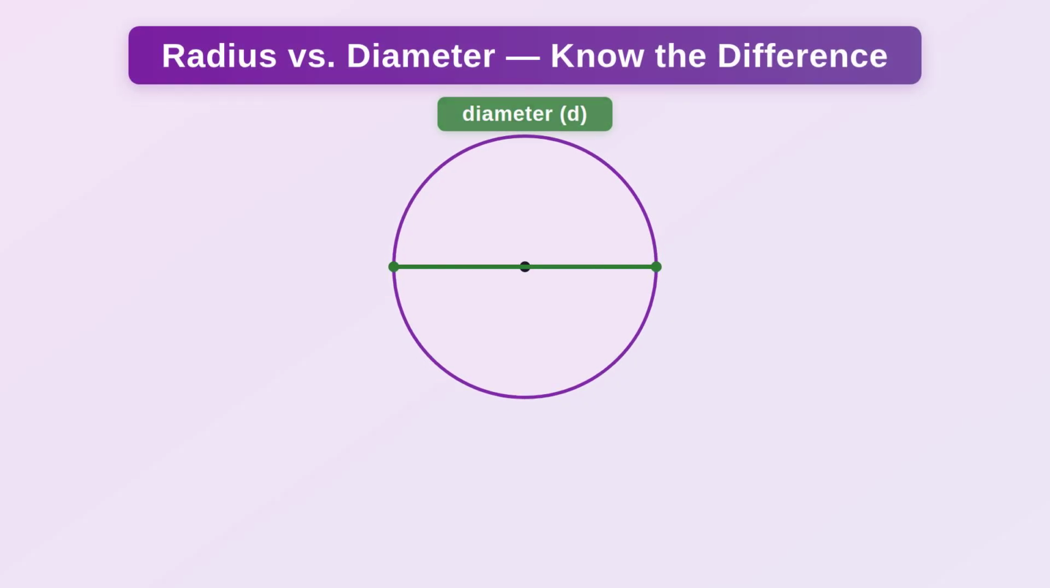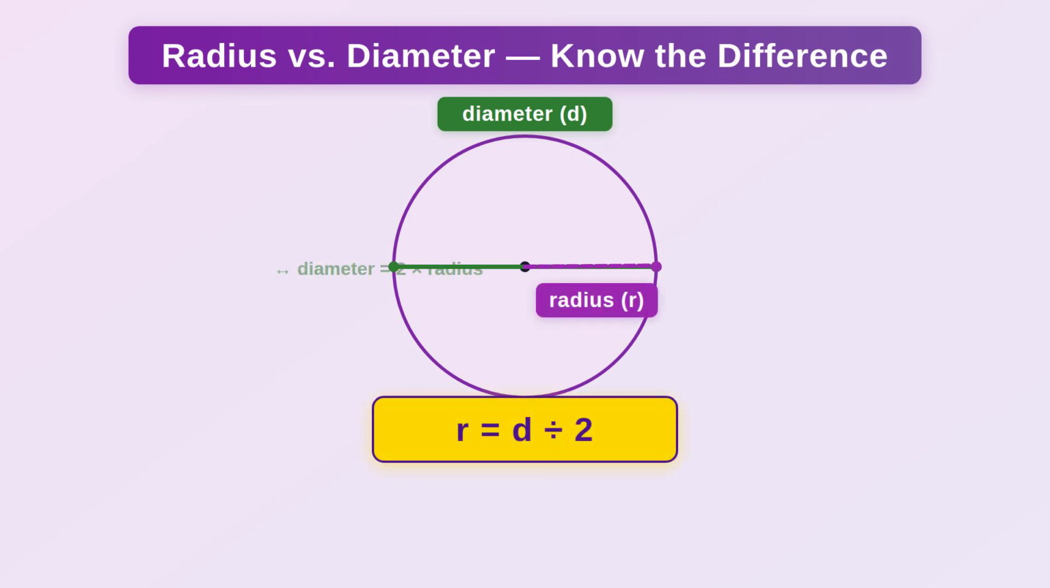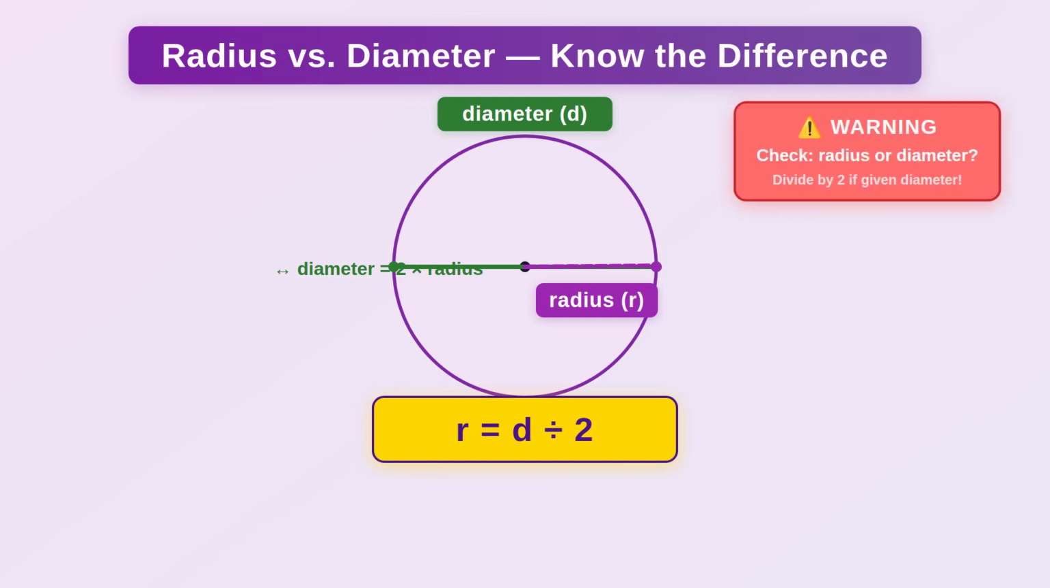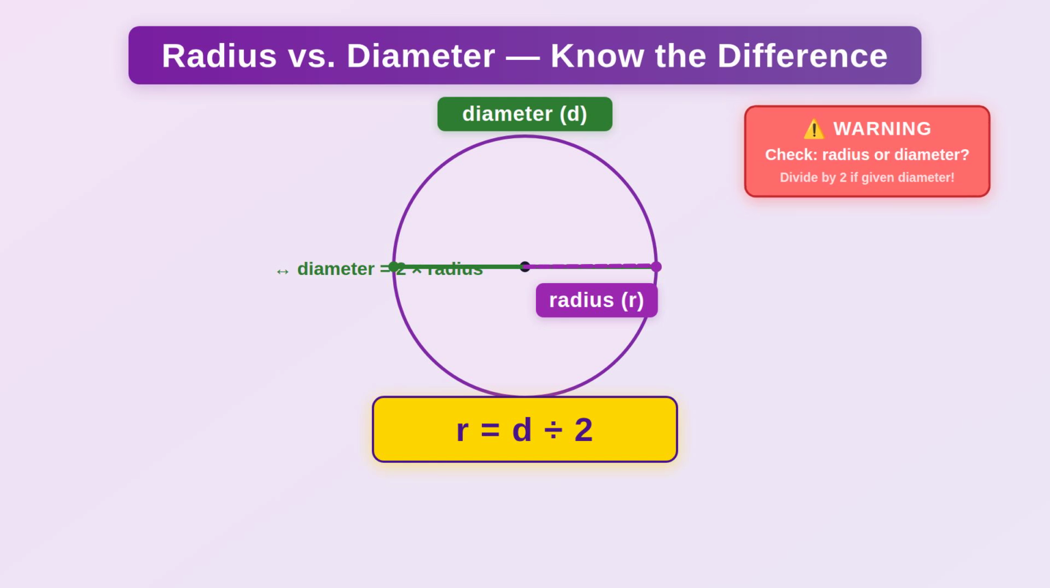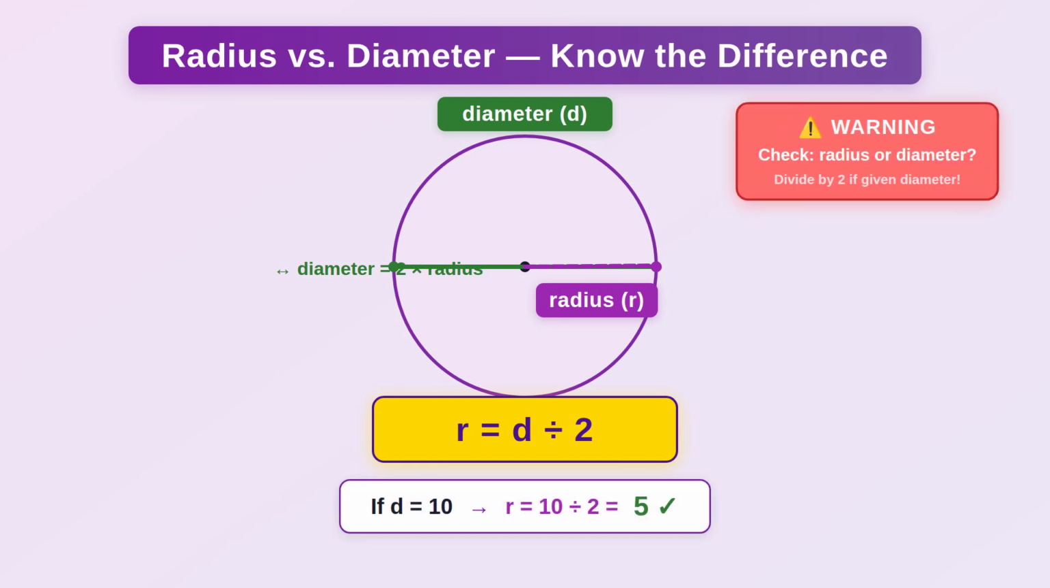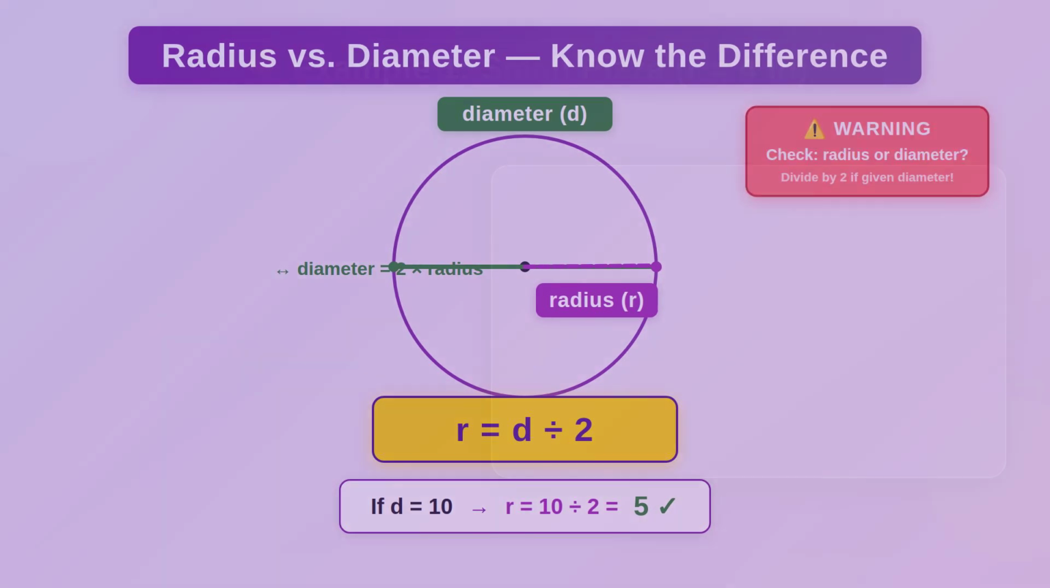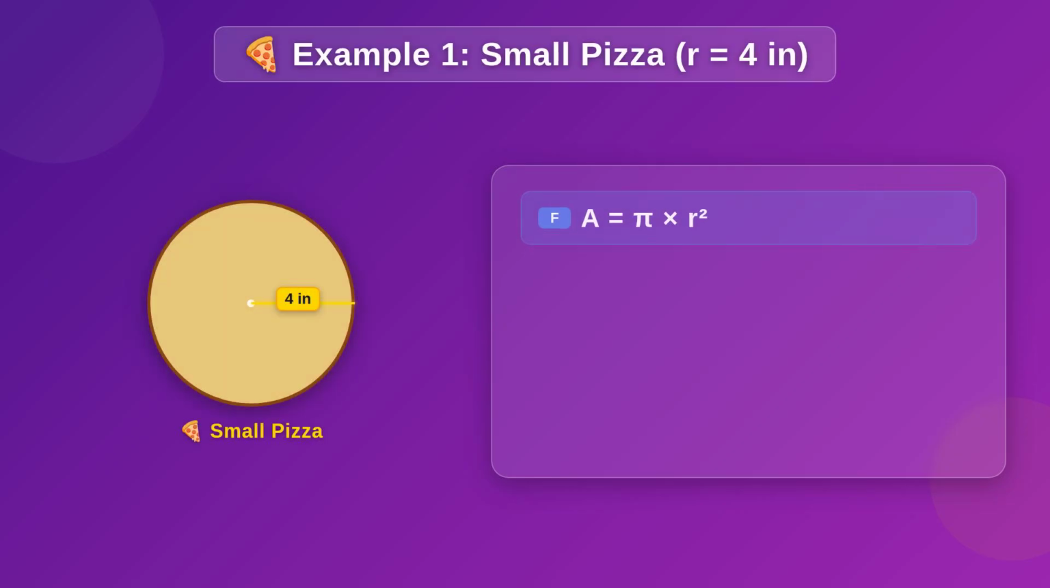Here's something super important. Know the difference between radius and diameter. The diameter goes all the way across the circle through the center. The radius only goes halfway, from the center to the edge. So the radius is always exactly half the diameter. If someone gives you the diameter, you divide by 2 to get the radius first, then use the formula. Maya almost made this mistake. Let's make sure you don't. If diameter equals 10, then radius equals 5. Always check which one you're given.